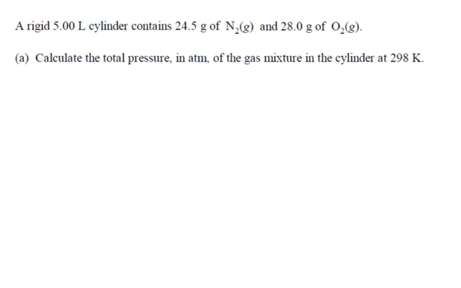So, a rigid 5-liter container contains 24.5 grams of nitrogen and 28 grams of oxygen. A, calculate the total pressure in atm of the gas mixture in the cylinder. There's a couple ways you could do this, but when it's all said and done, you need pressure. You need total pressure. So, what do you think you have to do with that?